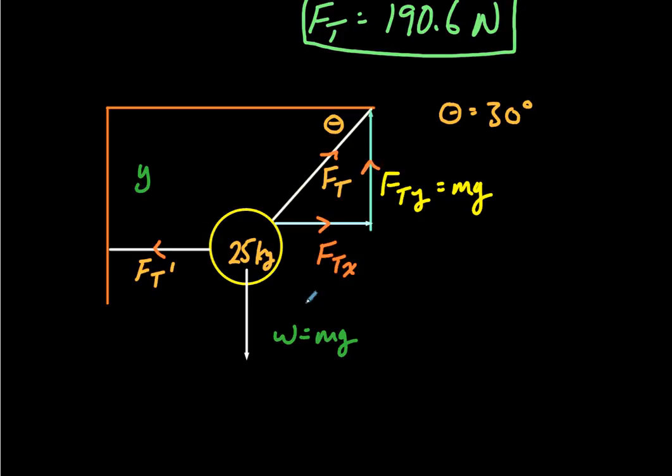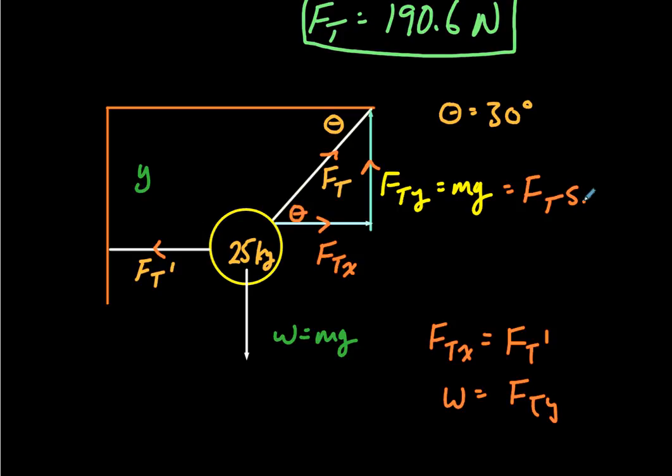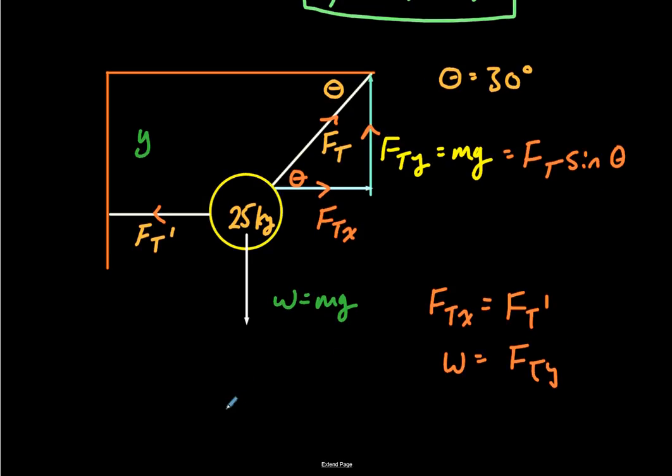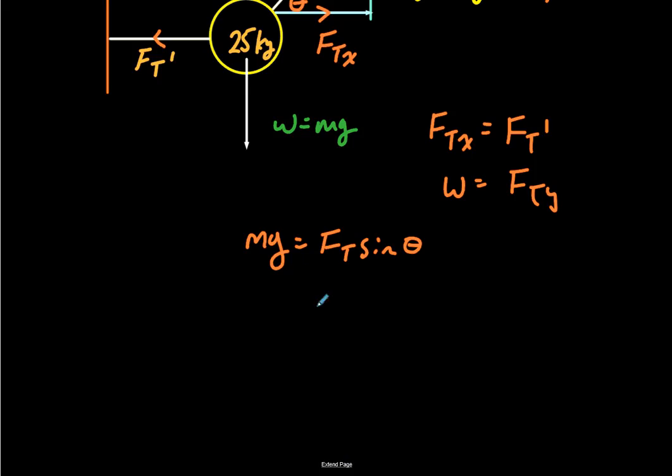So let's just write down what we know, right? We know that FTX is equal to FT prime, okay? And we know that W is equal to FTY. We also know that FTY is equal to FT sine theta. So now we can solve it, right? We would take this here and just sub in what we know. So weight is mg. mg is equal to FT sine theta. Okay, so then FT, in this case, is mg divided by the sine of theta.